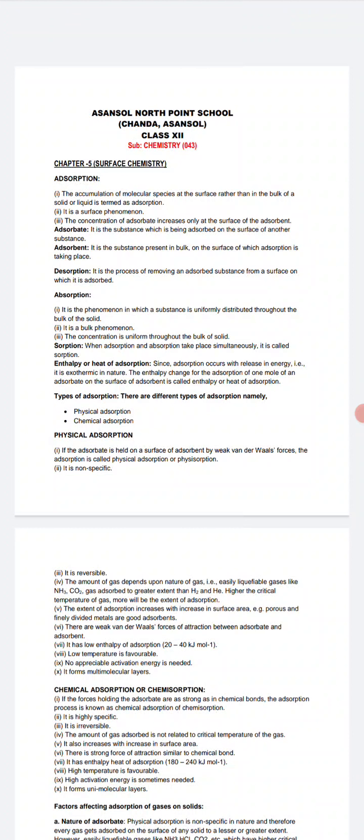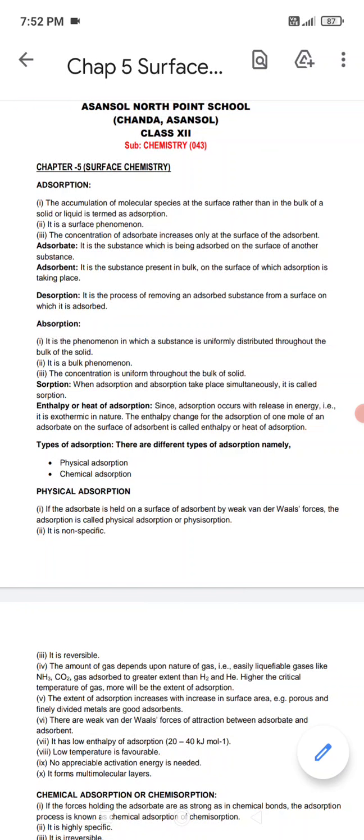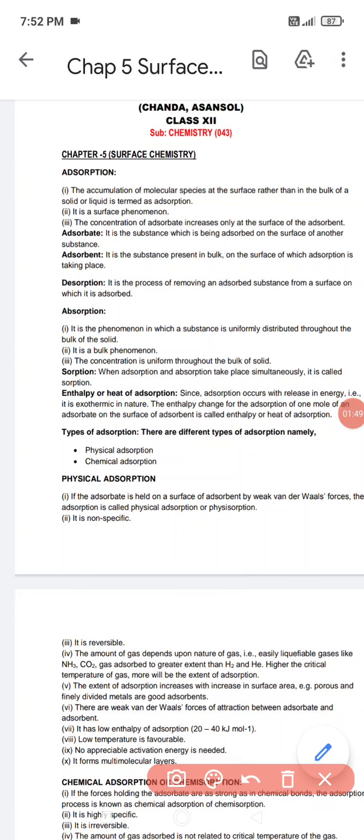Now we should encounter two other terms. The first term is adsorbate. What is an adsorbate? Adsorbate is the substance which is adsorbed on the surface of another substance. And what is adsorbent? Just try to understand, two factors are there: one is adsorbate, the other is adsorbent. Adsorbate means that substance which is adsorbed at the surface of another substance.